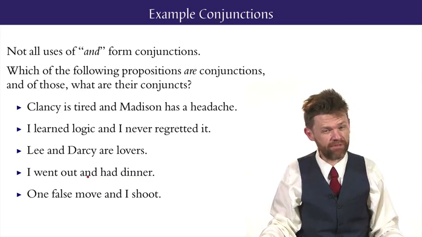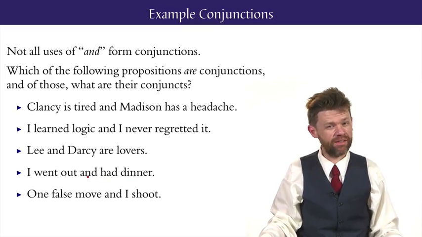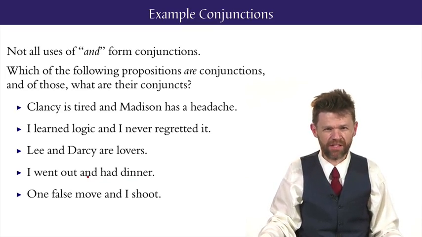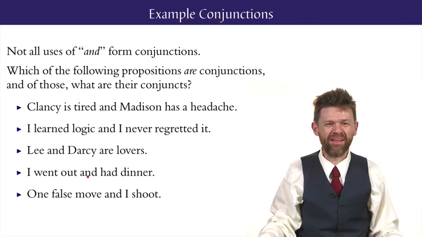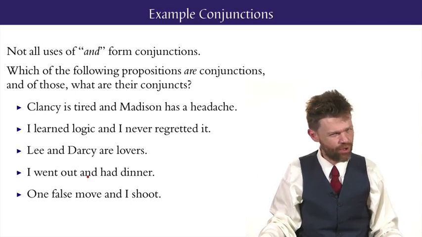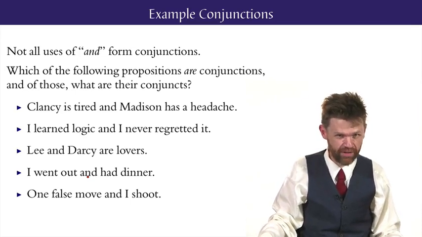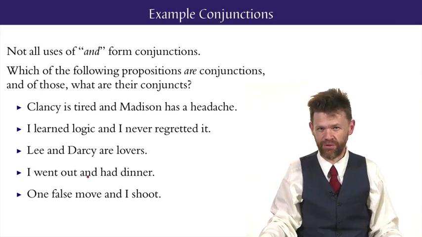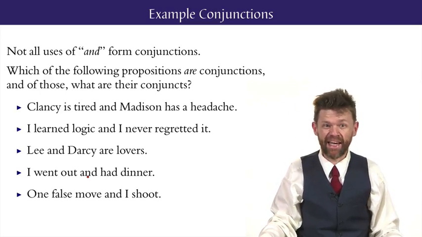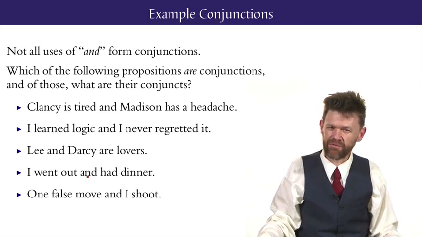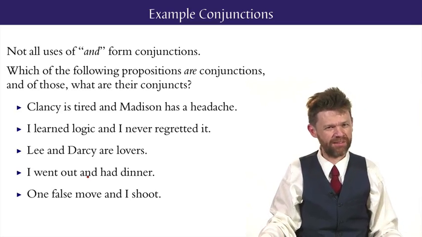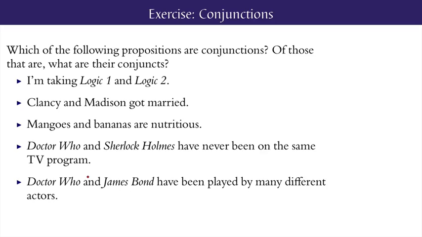Now, my favourite example of an and that isn't a conjunction is this: one false move and I shoot. You can picture someone saying this while holding up a bank. There, the bank robber is not saying that one false move and I shoot are both true. What they're saying is really, if you make one false move, then they'll shoot. And that's a very different sort of connection between the two statements than a conjunction.